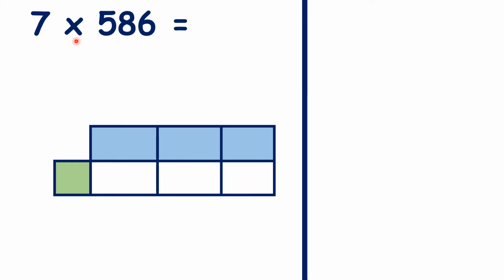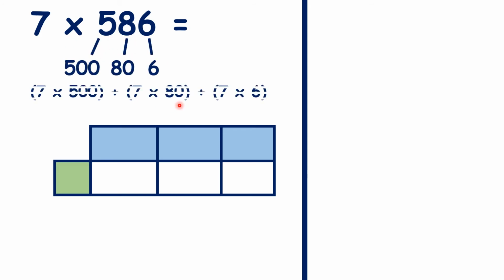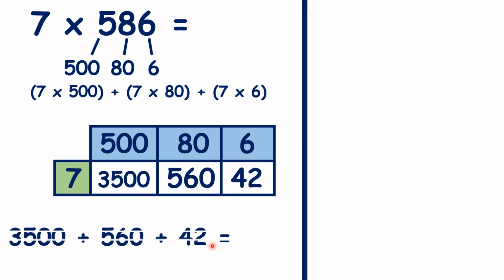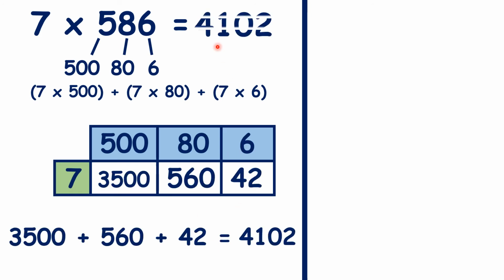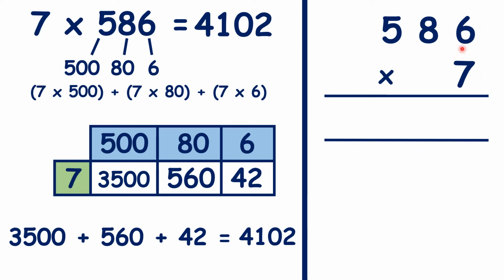Now we know how to solve 7 times 586 using the grid method. But now let's use the column method. We write out our question. 6 times 7 is 42, that's 4 tens and 2 units. So let's write a 4 under our tens column, 2 in our units answer line.